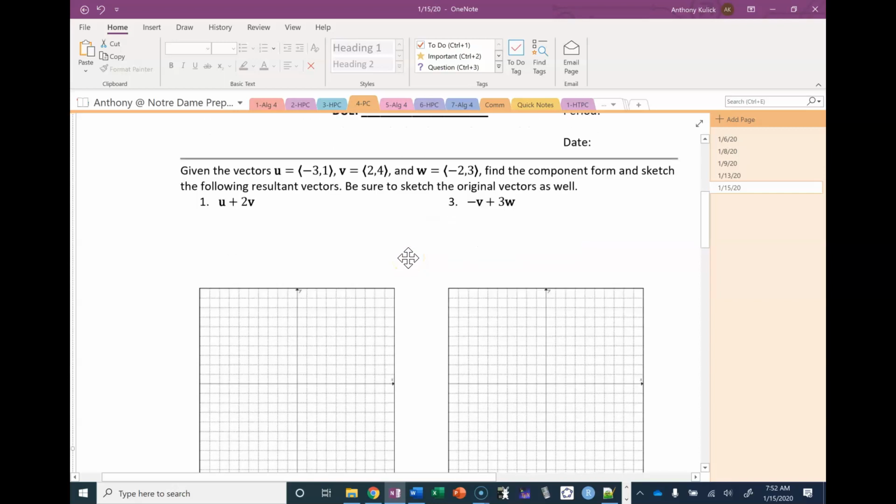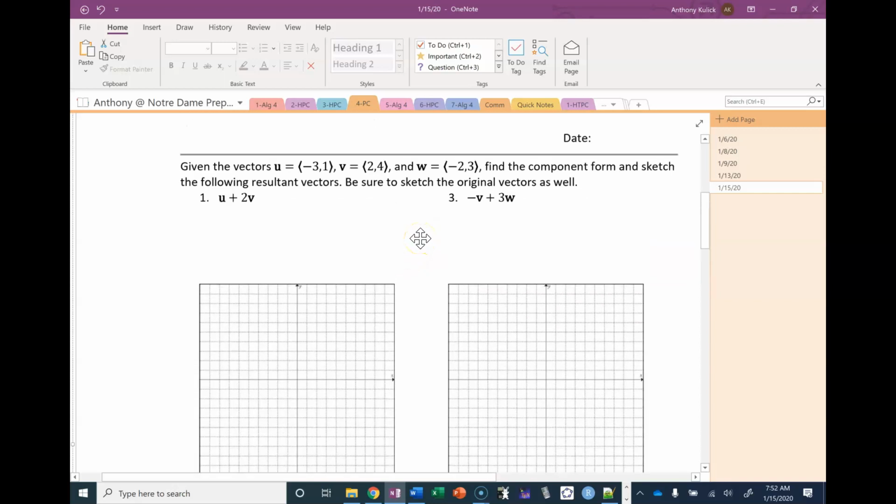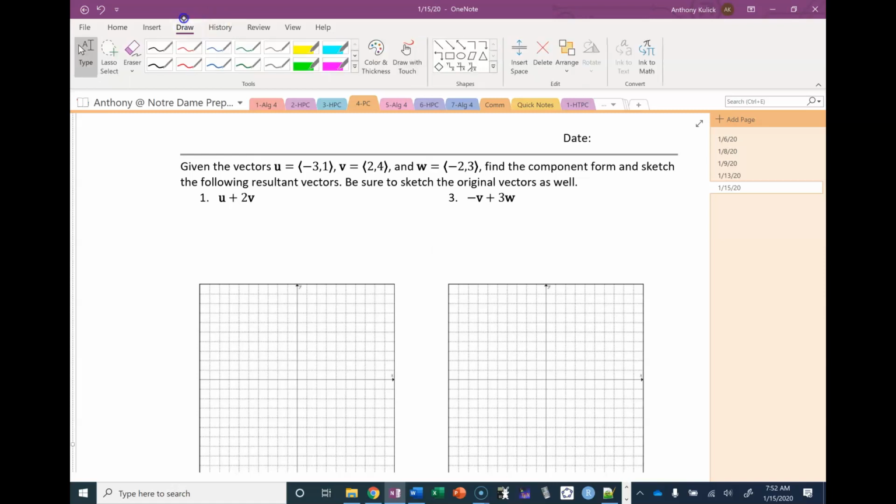So the first 4 questions say, given the vectors, find the component form and sketch the following resultant vectors. It says also be sure to sketch the original vectors as well. Okay. So first thing I'm going to do is get the component form for the vector u plus 2v. First I'll do that scalar multiplication there.